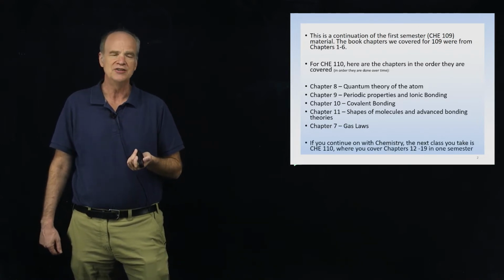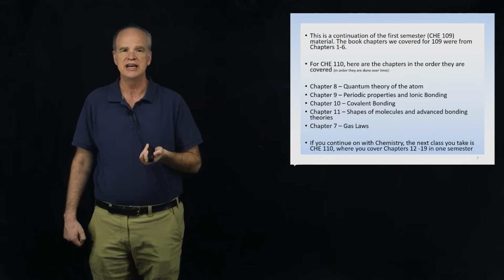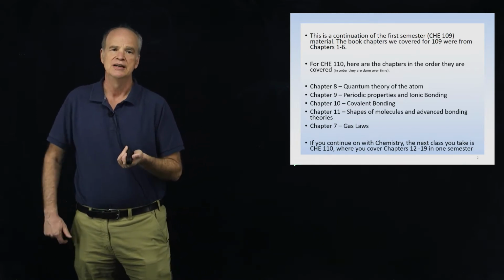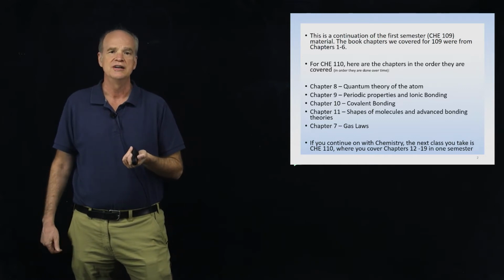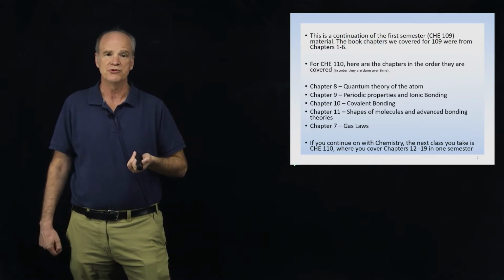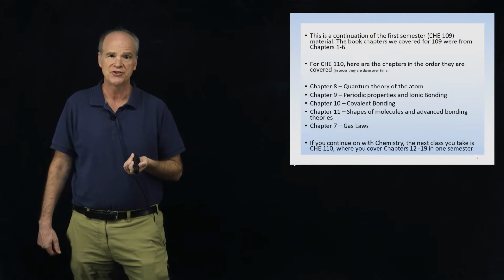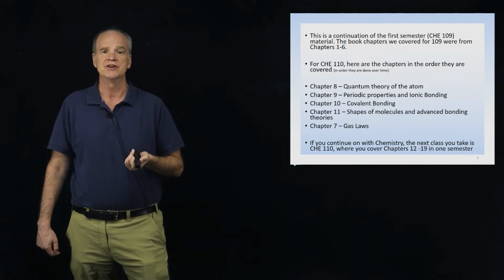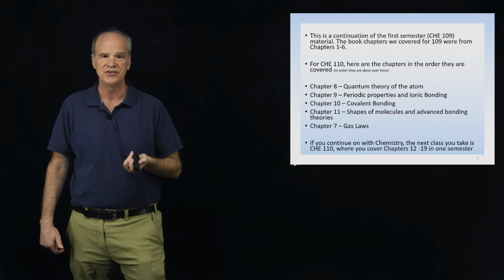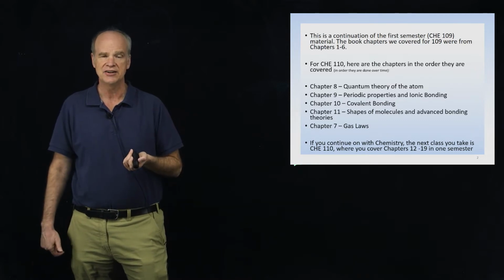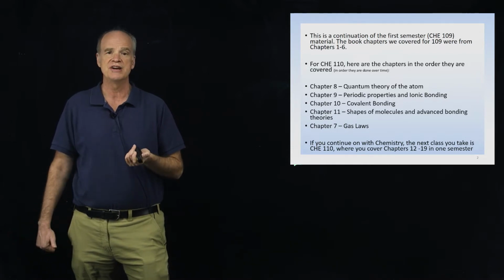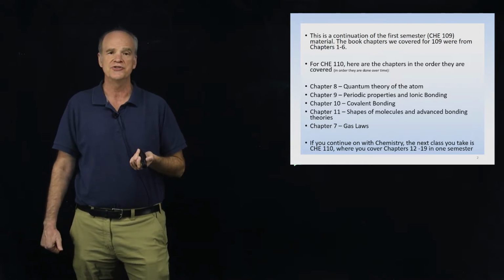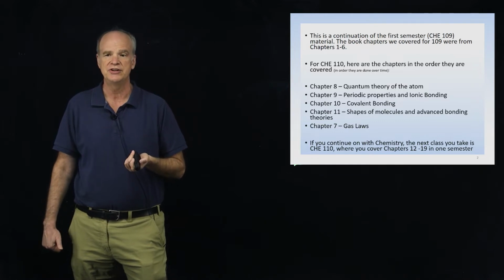If you decide to continue on with chemistry, you can take another full semester of it. It'll be Chem 110, and there you'll continue on with chemistry and learn about subjects like comparisons of liquids, solids, and gases, and then going on to kinetics and more detail about thermodynamics, and then things like possibly radioactivity. Those are going to be covered in chapters 12 and 19 in your book.